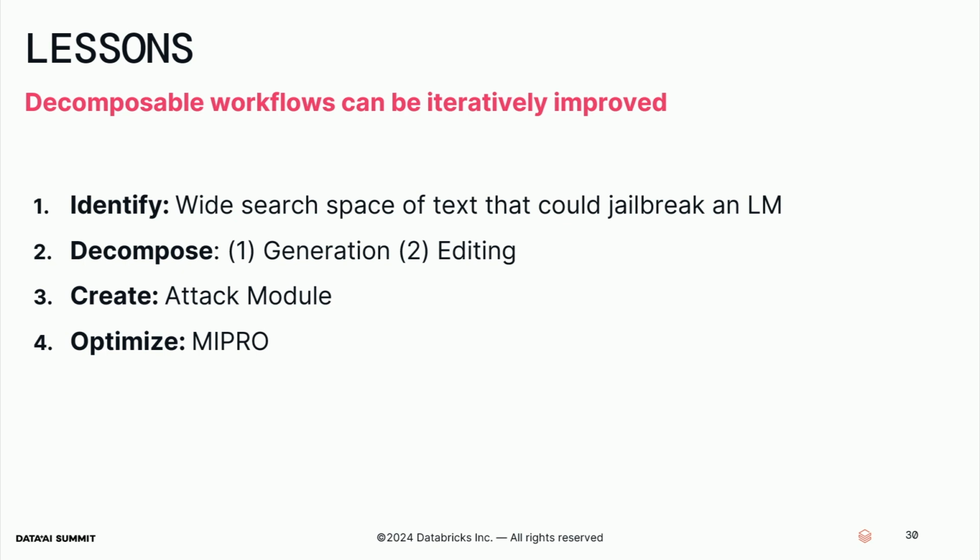Okay, let's go back to our framework here. Identify. So we have a wide search space of text that could jailbreak an LLM. We must decompose. We have a generation phase, then we have an editing phase. Then we must attack. We have an attack module and then a refinement. Then what is our optimizer? Well, we have a little bit more data here, so we'll use the MIPRO optimizer.